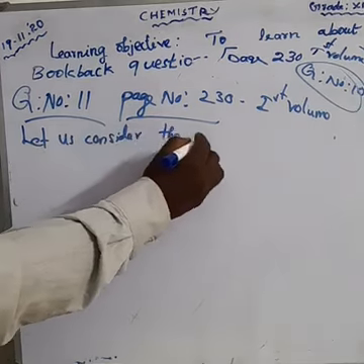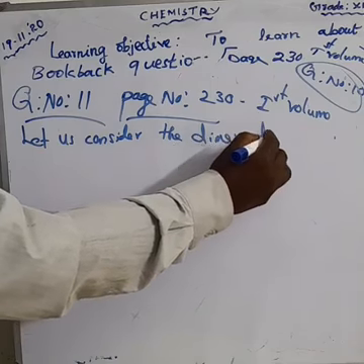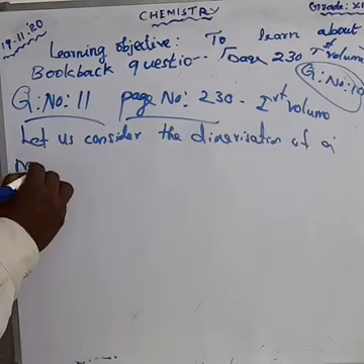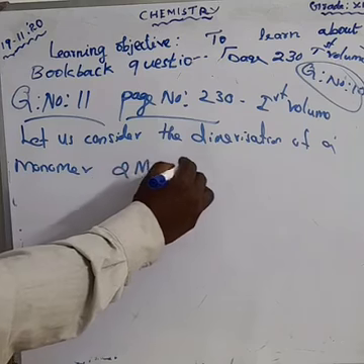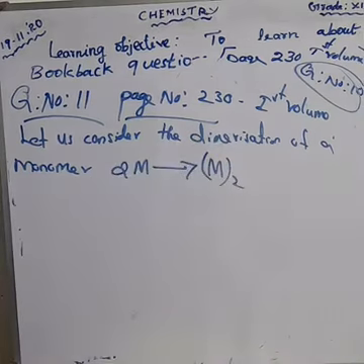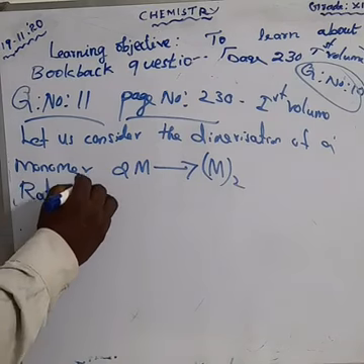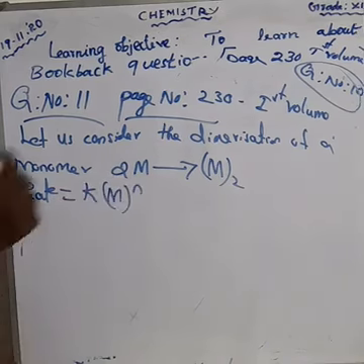the dimerization. Dimerization of a monomer. 2M gives M2. That's it. Then rate is equal to k into [M]^n.